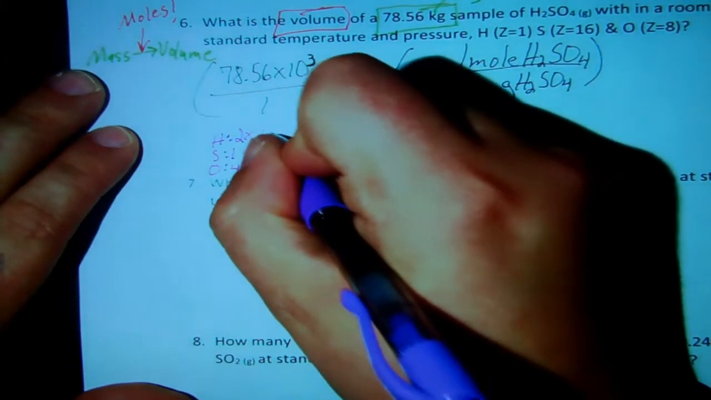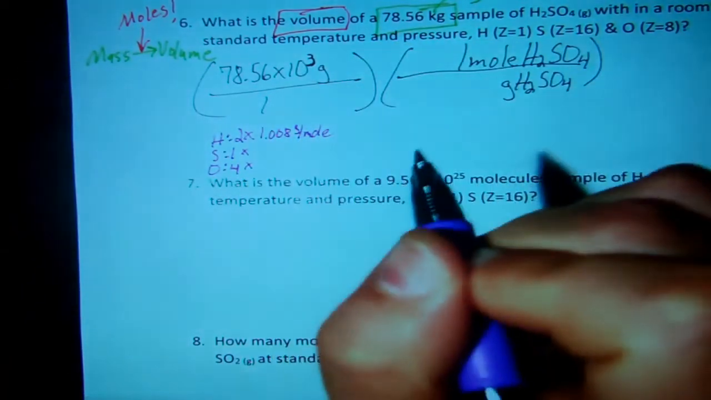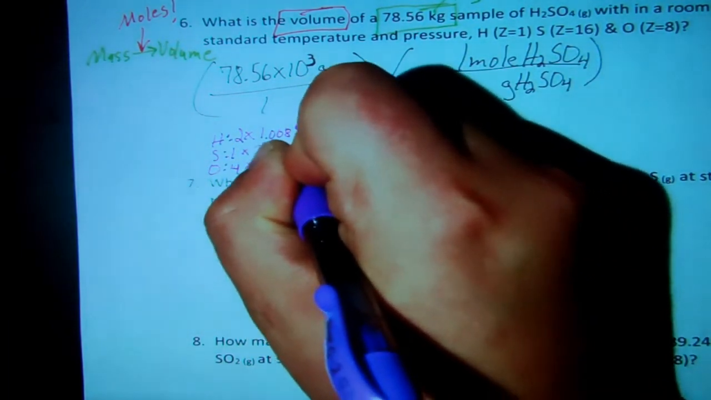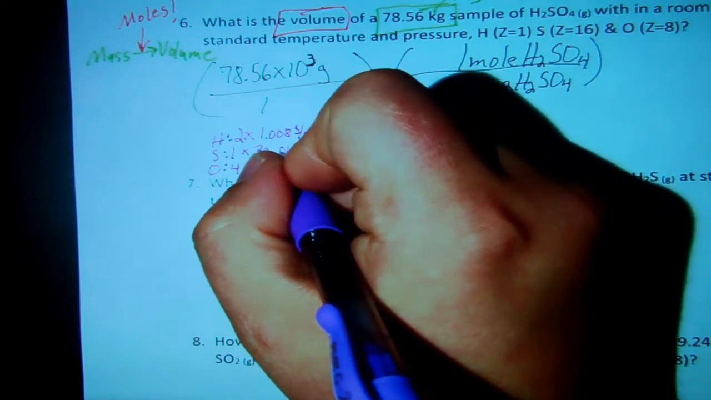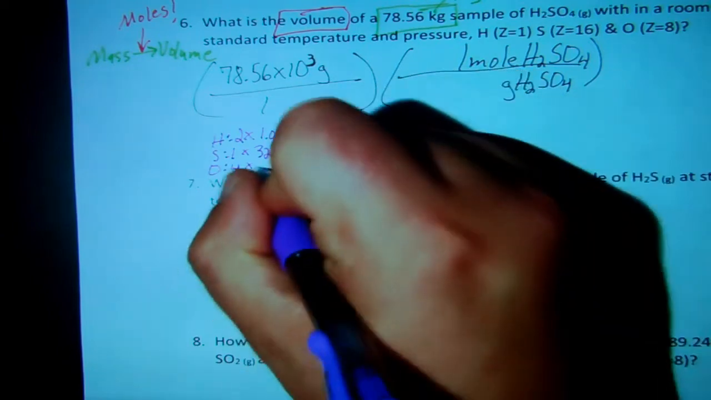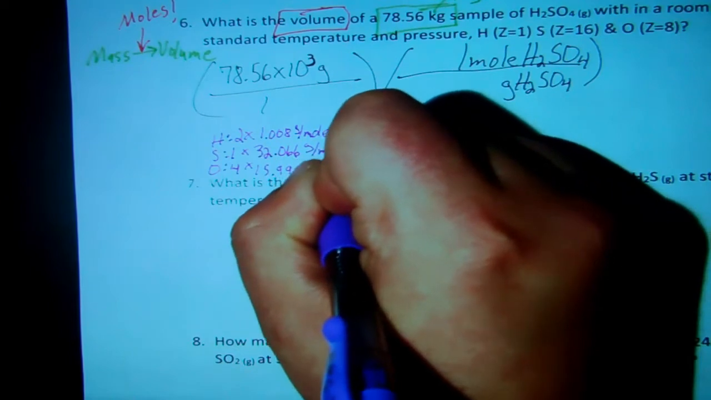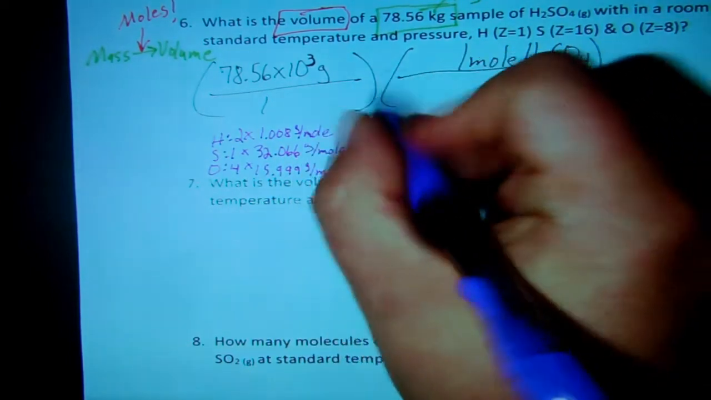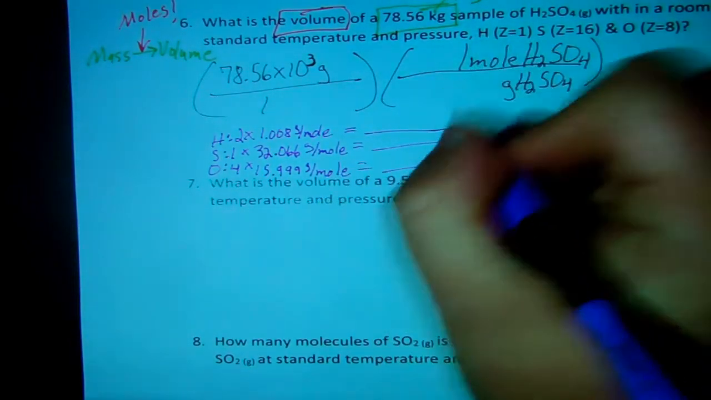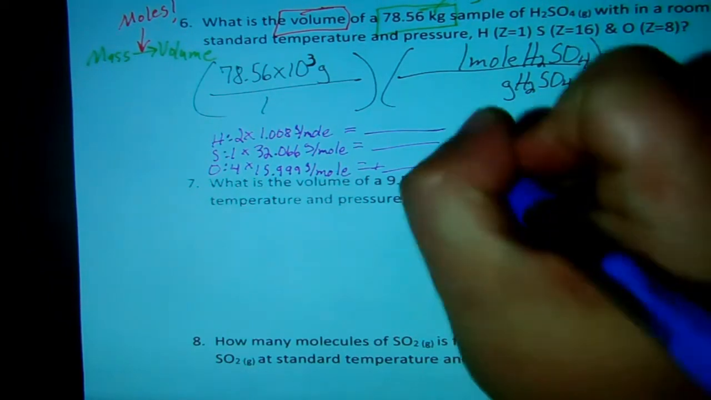Hydrogen is 1.008, that's grams per mole. Sulfur is 32.066, double check, yep, 32.066 grams per mole. And oxygen is 15.999 grams per mole. Once you do that, you find out what these are equal to. Get that, get that, get that. You add all those together. So you add them. That's all I'm going to do. I'm just going to add them.